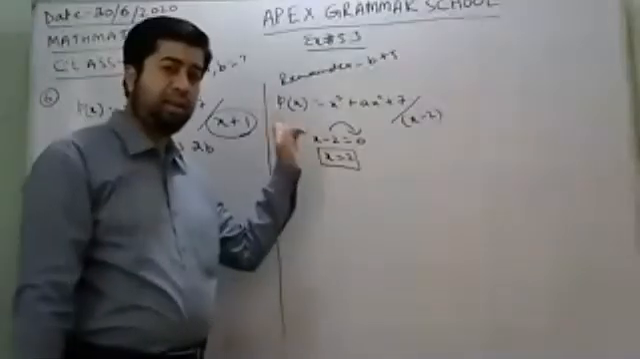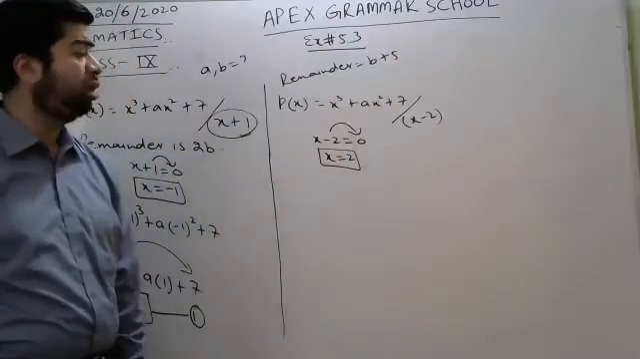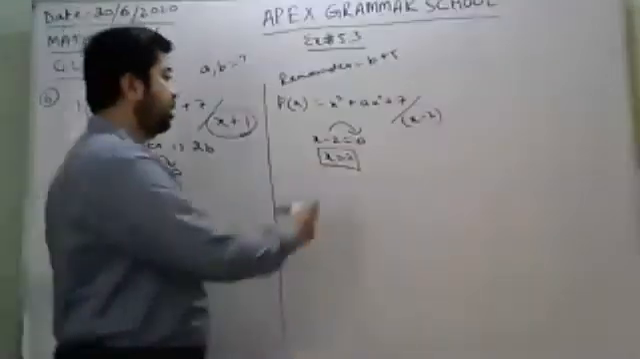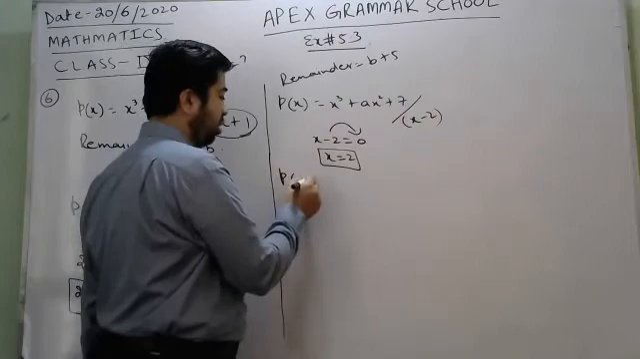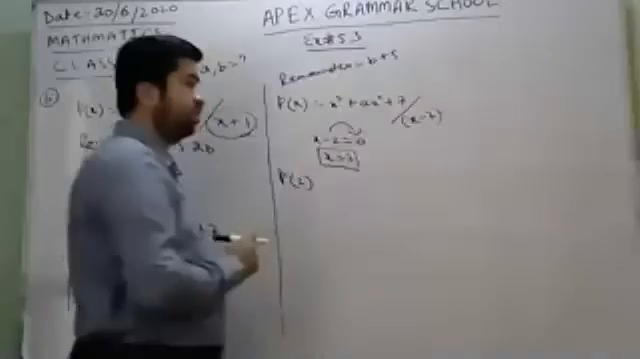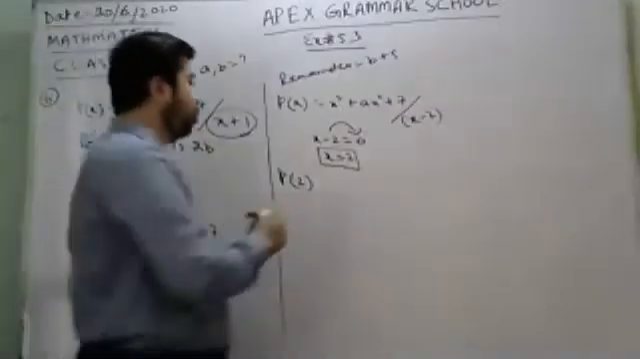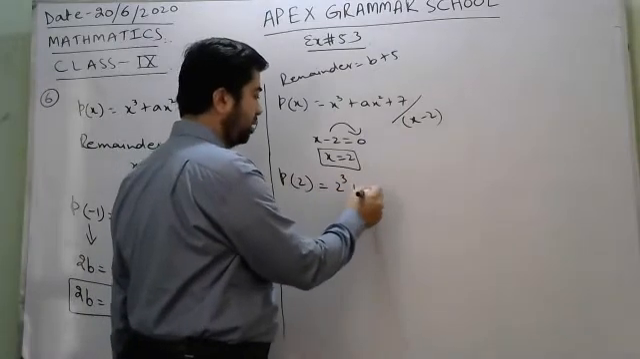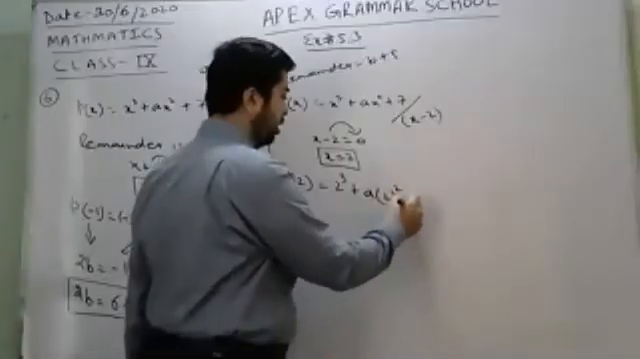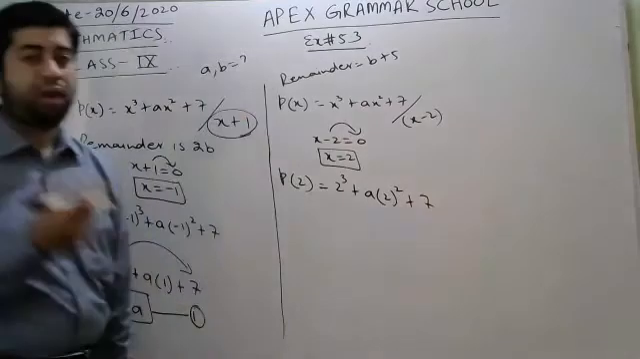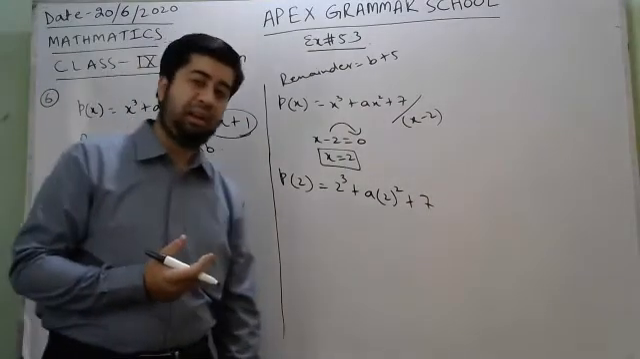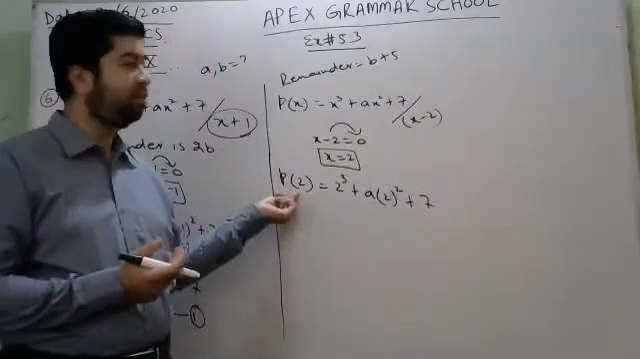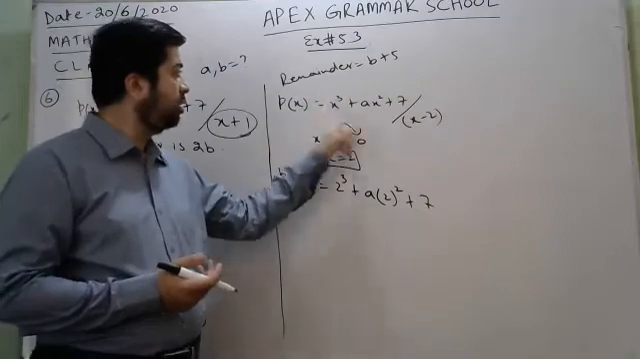Now, wherever there is x, you have to put the value of x, that is p of 2. Instead of x, we are going to write 2 cube plus a into 2 square plus 7. Now we already have the answer. What will be the remainder? P of 2, that is, its remainder is b plus 5.